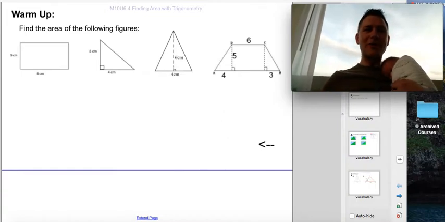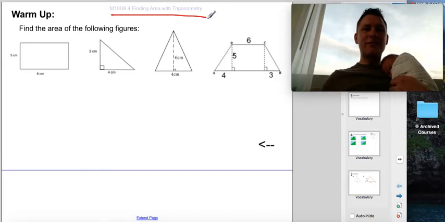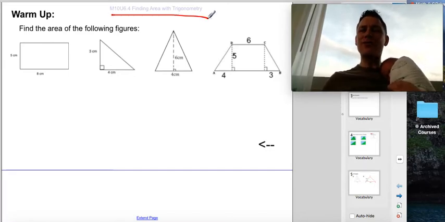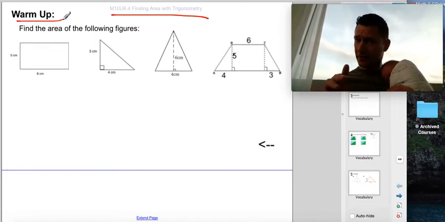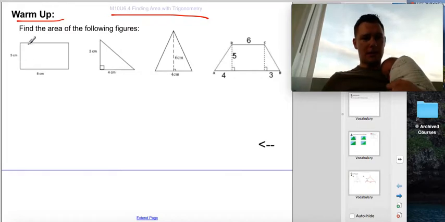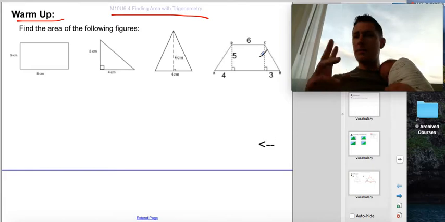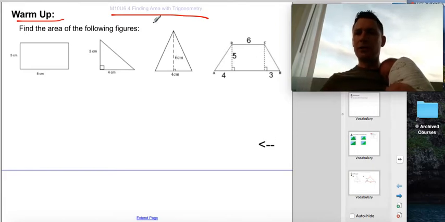Alright, so here we go. We're checking out 6.4, finding the area of triangles and things with trigonometry. In the warm-up, I'd like you to pause me for a second and find the area of these pieces, just these chunks. You know the general idea. Pause me and try it.